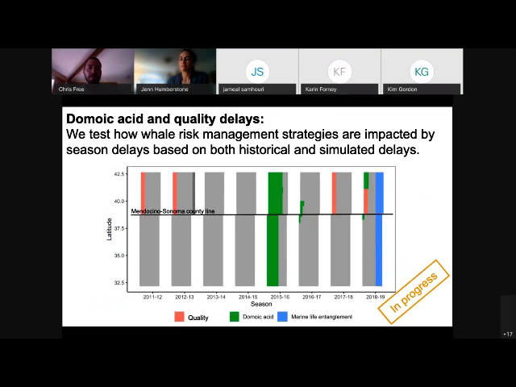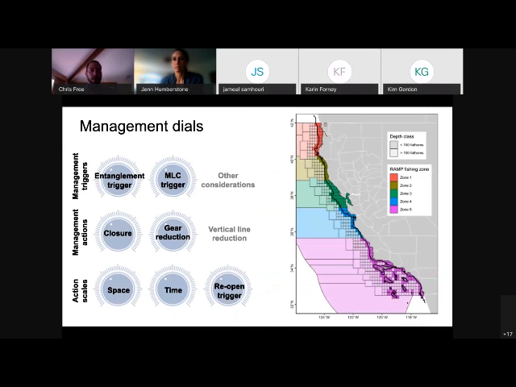And the part we're still working on right now is to test the robustness of different strategies to historical closures resulting from domoic acid contamination and meat quality, and also simulated closures resulting from those 2 processes.